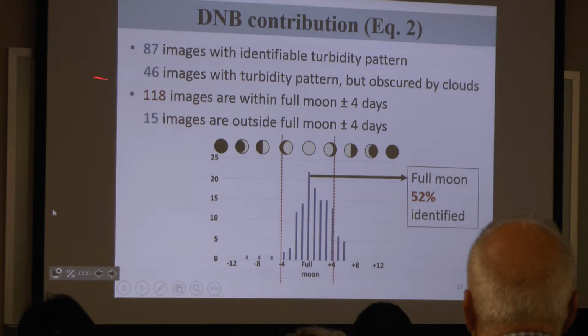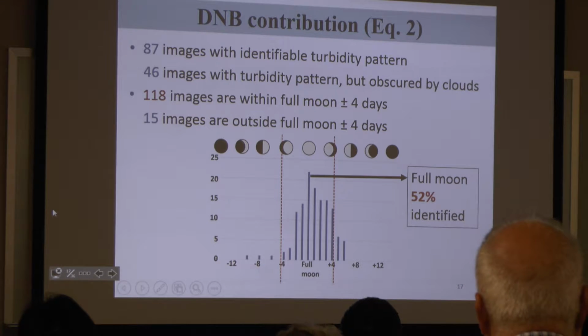There are 118 images within 4 days before and after full moon. 15 images are outside this range. In my study area, there are a total of 42 images in the full moon, and in 22 of these 42 images the turbidity pattern can be observed. Therefore, 42% of available images occur in this period with sufficient moonlight illumination.